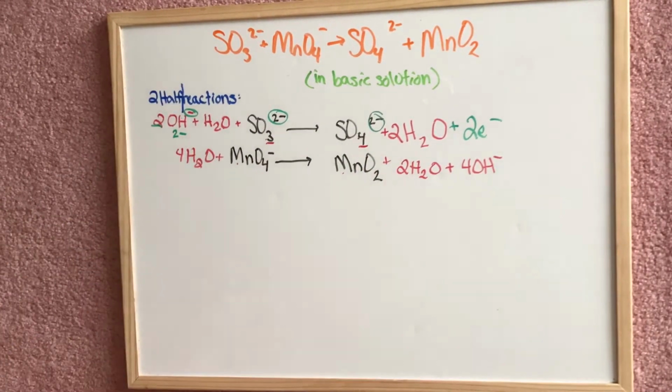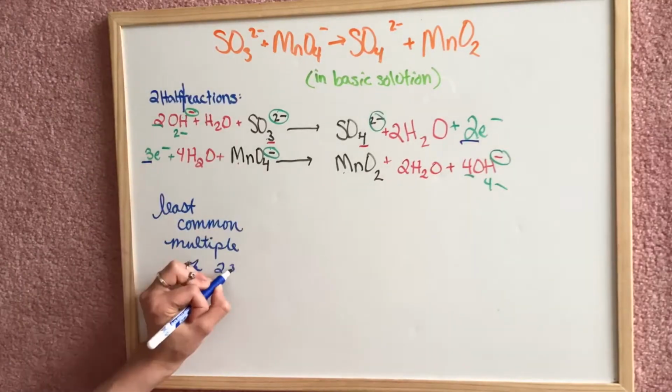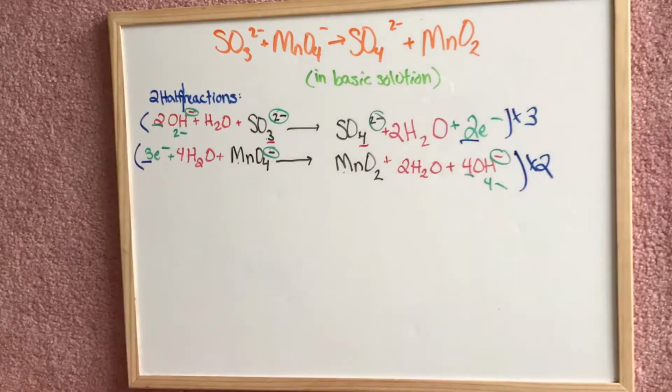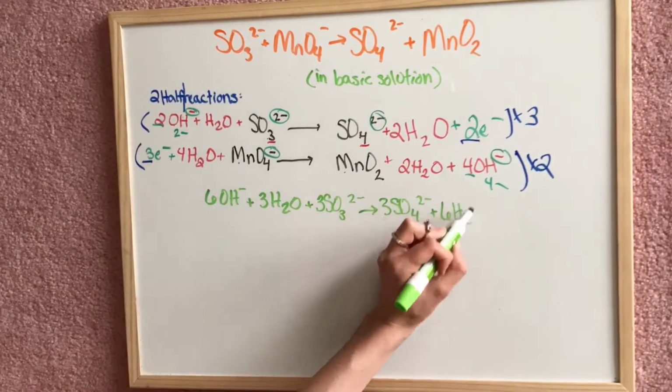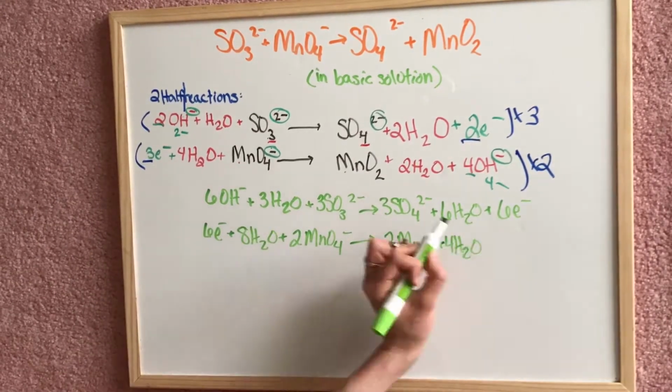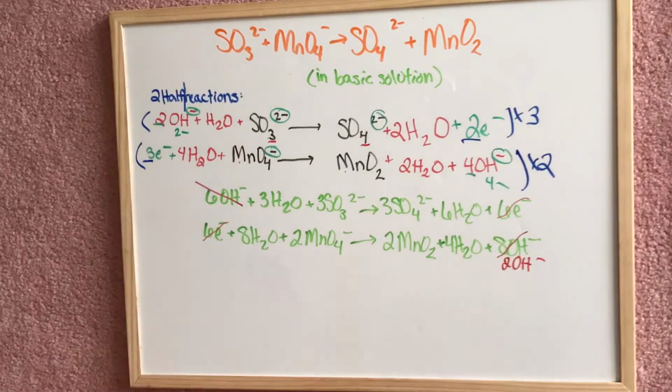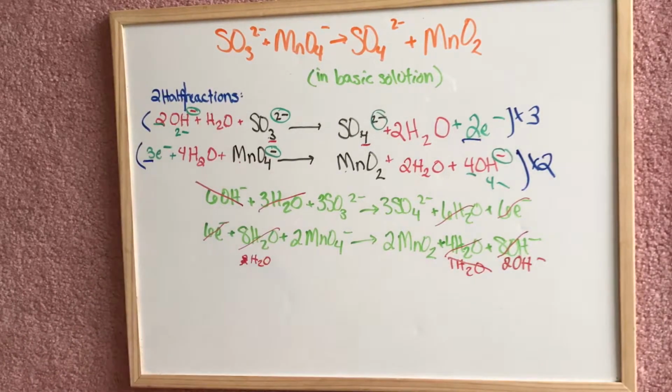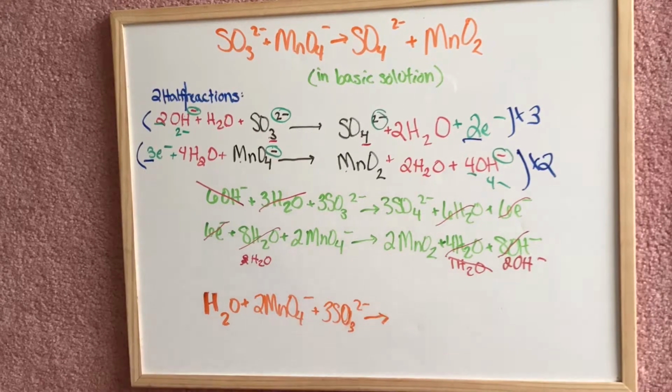So what do we do? Just use multiplication. Okay, so since our least common multiple of 2 and 3 is 6, we'll multiply the entire top by 3 and the entire bottom by 2. Then we'll be able to cross out all the redundancies, add them together, and end up with our final equation.